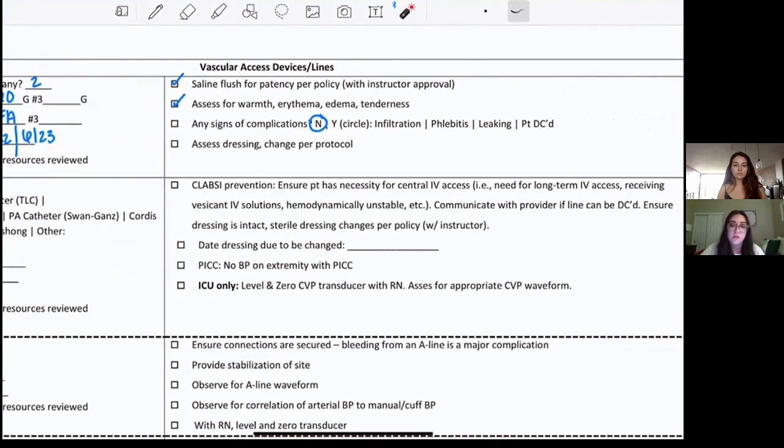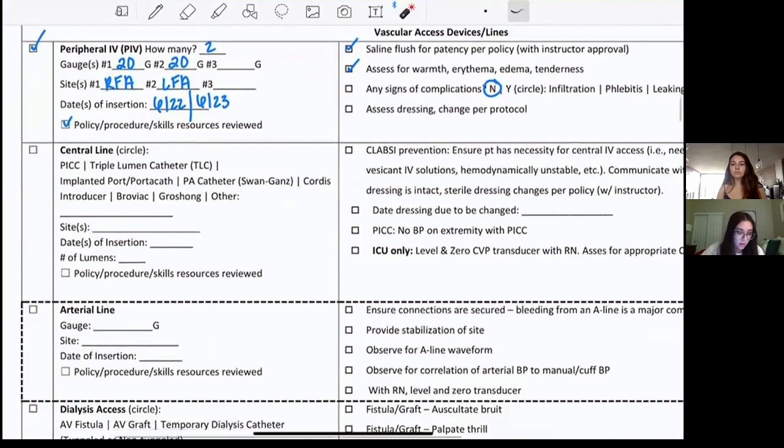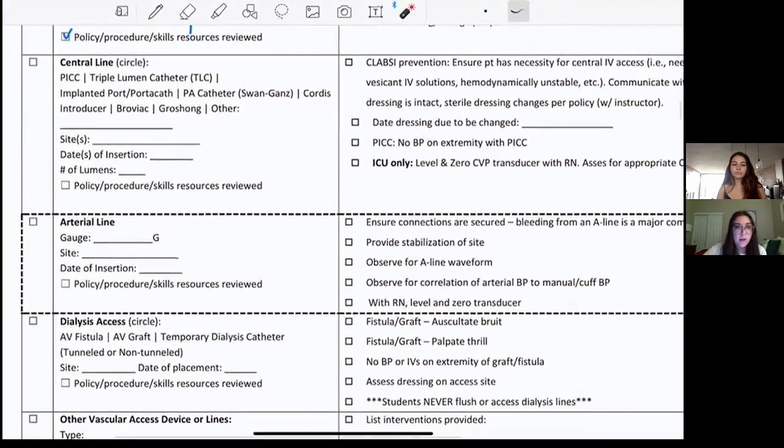You want to make sure that those IVs are patent so that you can flush them with your saline flushes. You want to assess for any phlebitis or infiltration, swelling, tenderness. And you also want to look at the dressing change to make sure that the dressing is clean, dry, and intact. If they had a central line, you would put that here.